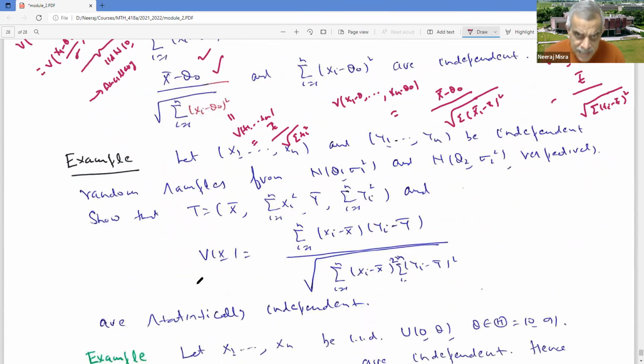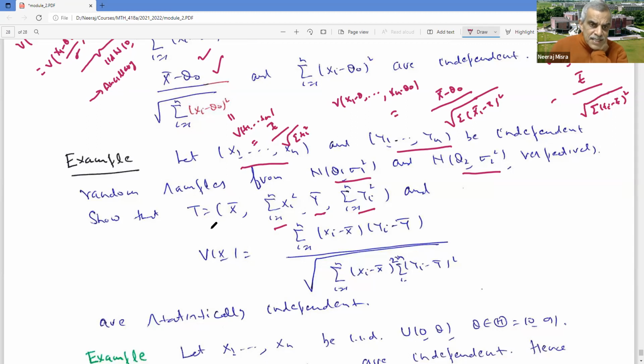You can look at another example. Let x1, x2, ..., xn and y1, y2, ..., yn be independent random samples from normal theta 1, sigma 1 square and normal theta 2, sigma 2 square respectively, so that x bar, summation xi square, y bar, summation yi square, and they are independent. So what I need to show is, if I can show that T is complete sufficient and V is ancillary, then they would be independent.